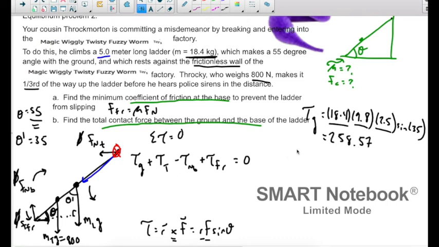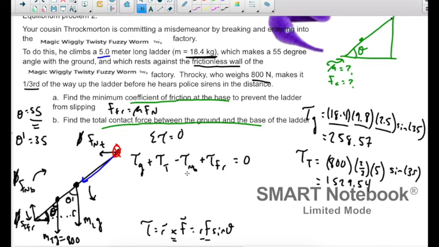Now let's find the torque due to Throckmorton about this axis. So I know his weight, his m times g, is 800. His r vector, he only made it a third of the way up. So that means he's 2/3 from the end of this ladder here where my axis of rotation is. So that's going to get me 2/3 times 5 will be the length of that r value. And once again, he's making the exact same angle with it. So times the sine of 35.